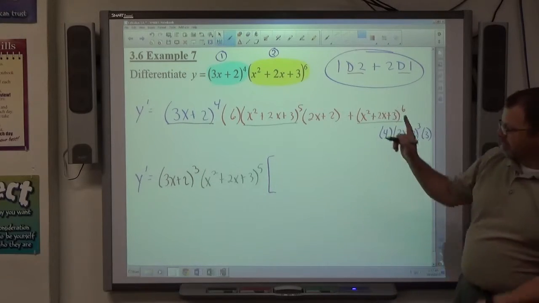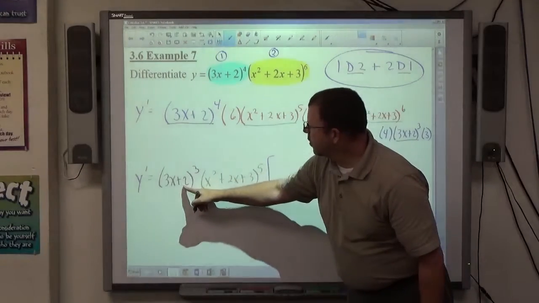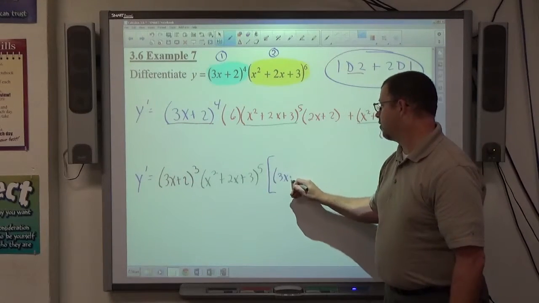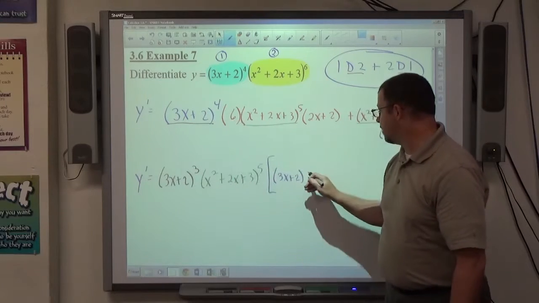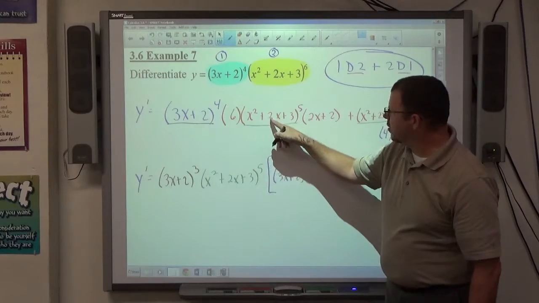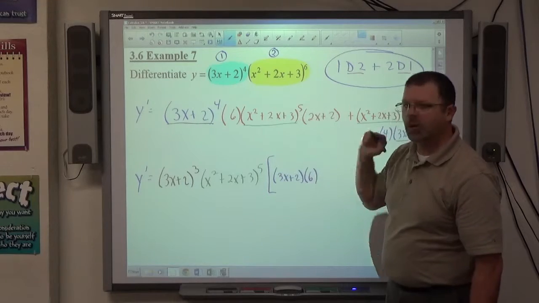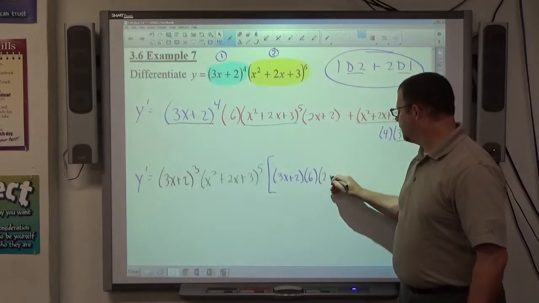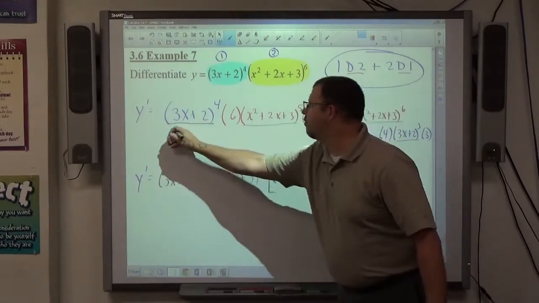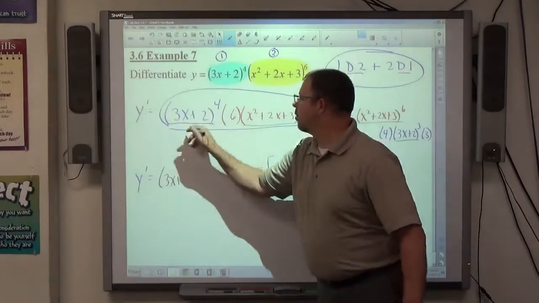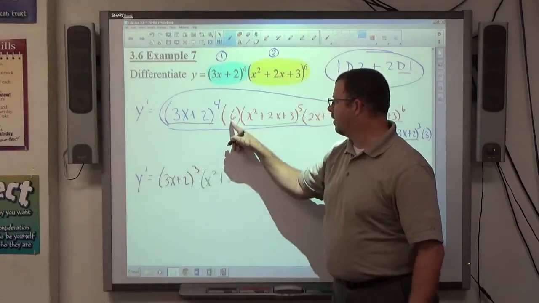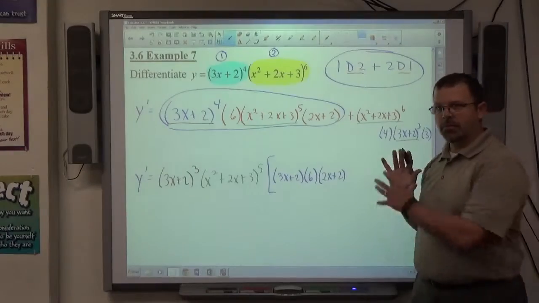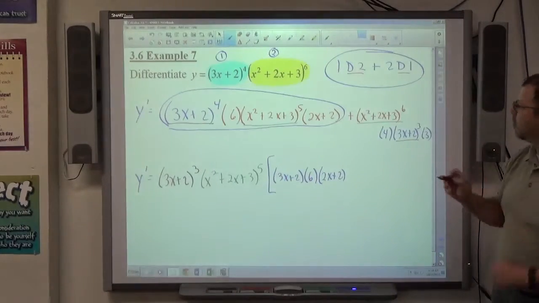Okay? If I take 3x plus 2 cubed out of 3x plus 2 to the fourth, what's left over? 3x plus 2 to the first, right? I didn't take anything out of the 6. If I take x squared plus 2x plus 3 to the fifth out of x squared plus 2x plus 3 to the fifth, what's left over? Nothing. And then I got a 2x plus 2. So out of this whole first object, we're left with one of these because we took 3 of them out. This, we took all that out, and we're left with that. I'm just extracting a common factor. It's making each term simple to look at.